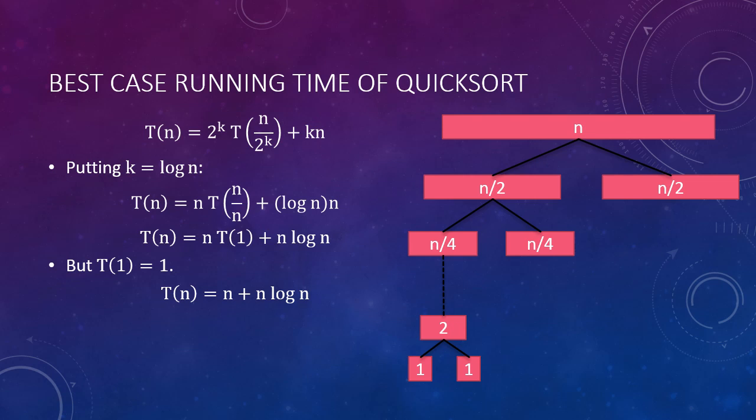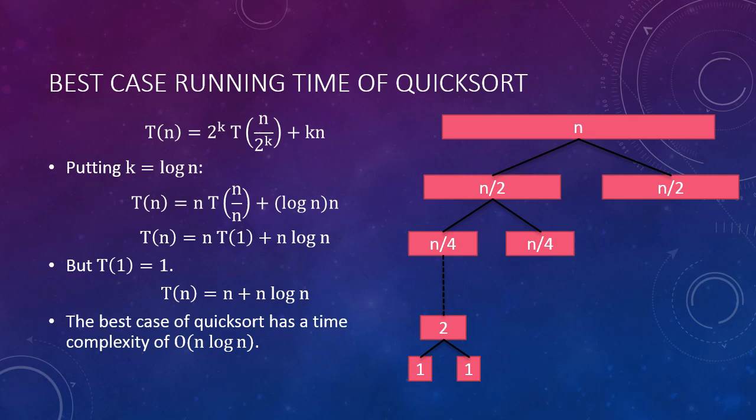And T(n) is n plus n log n. The best case of quicksort has a time complexity of O(n log n).